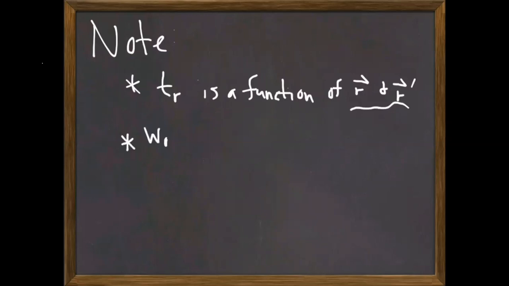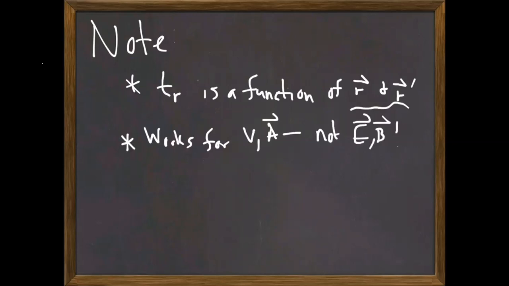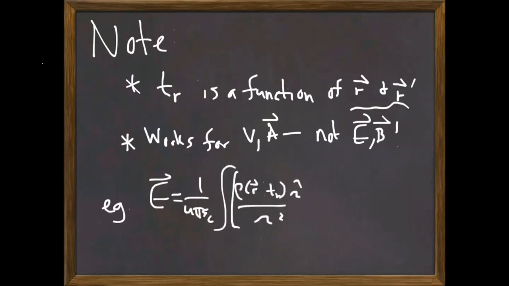A related fact is that we guessed this answer for the vector and scalar potentials. Why didn't we try replacing t with t sub r in the electric and magnetic field formulas? The answer is it won't work. We basically got lucky. That's the power of these potentials: they have a very nice simple solution, whereas the fields don't. For example, if I took Coulomb's law, I would be integrating over the charge density times script r hat over script r squared. That's our old friend Coulomb's law. And instead of evaluating the charge distribution now, I would evaluate it in the past at t sub r.